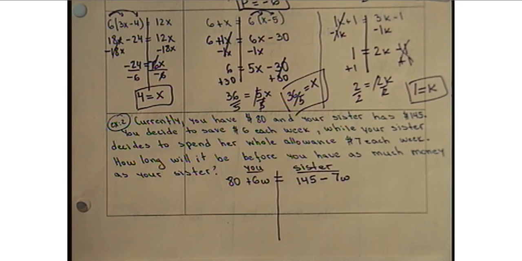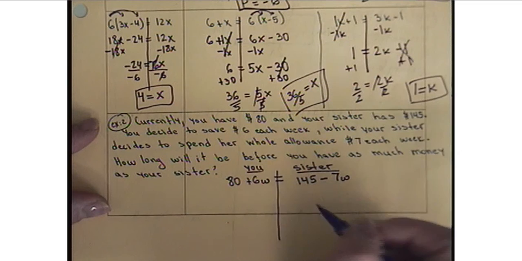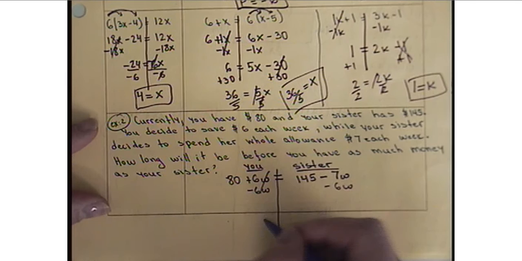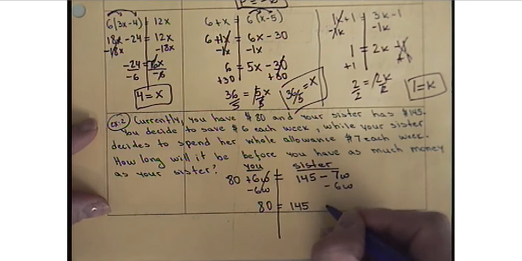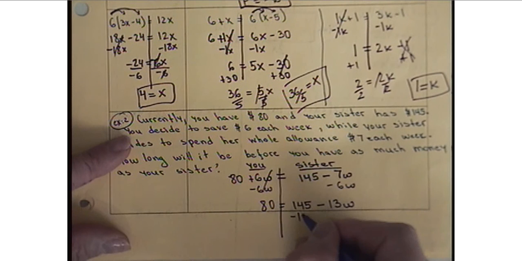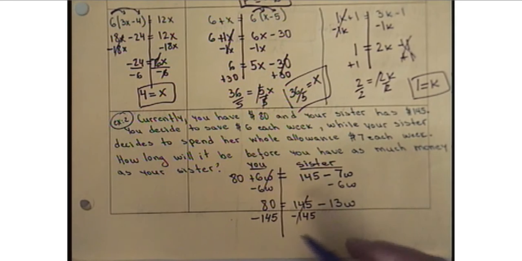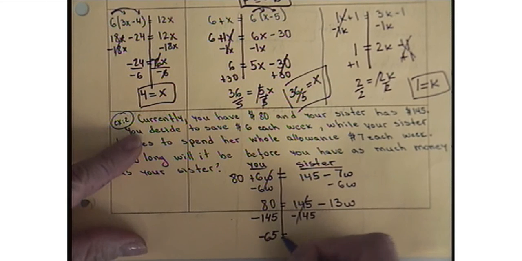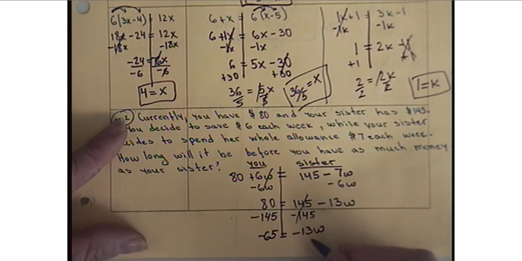So I'm going to combine the w variables again, minus 6w on both sides. Those cancel, we have 80 equals 145, negative 7 minus 6 will be negative 13w. Then I'm going to subtract 145 from both sides, those two cancel. The difference will be negative 65 equals negative 13w. Final step, we divide by negative 13.